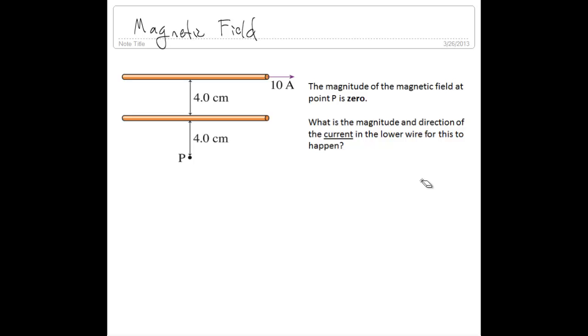Let's do a problem now involving magnetic field. So we have two wires and a point below the two wires where we know the magnetic field is 0. And we know the current in the top wire, but we don't know the current in the bottom wire.